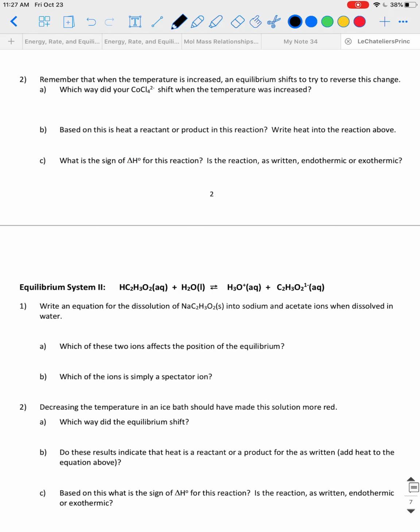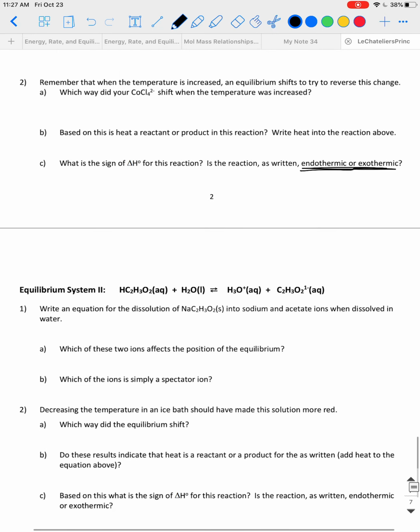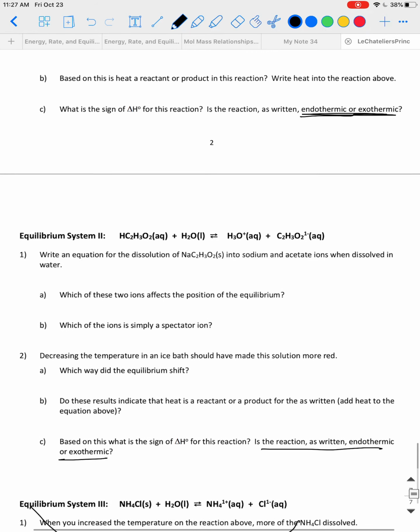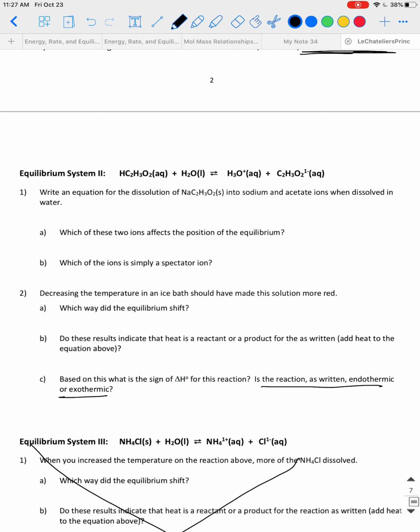But the whole end goal of this is to determine, is this an exothermic or endothermic reaction? Number 1 and equilibrium system 1, and look down here. Is it endothermic or exothermic for number 2? That's the whole goal. I want to point out something on equilibrium system 2. People get really confused by these questions right here.